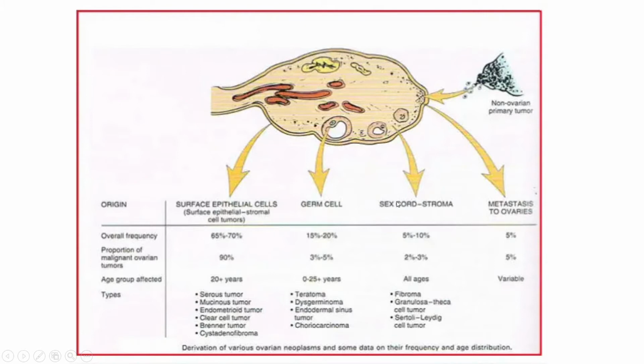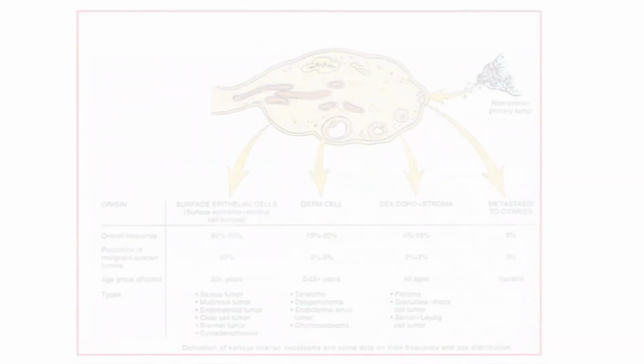Now we read about the sex cord stroma types. The first is fibroma, the second is granulosa theca cell tumor, the third is Sertoli or Leydig cell tumor, and then metastasis to the ovaries. These are the types we read.